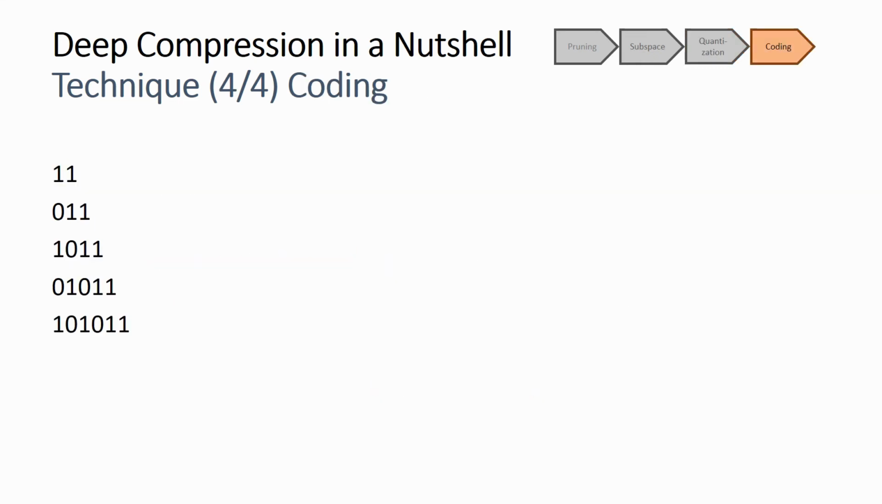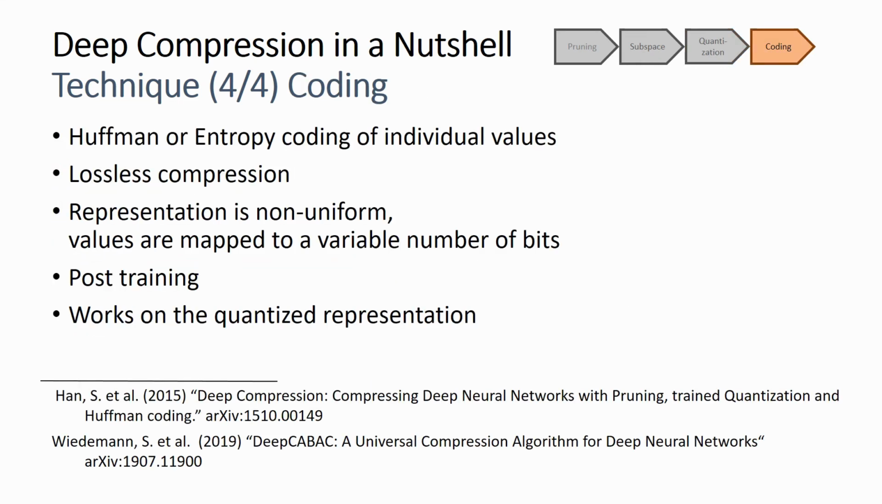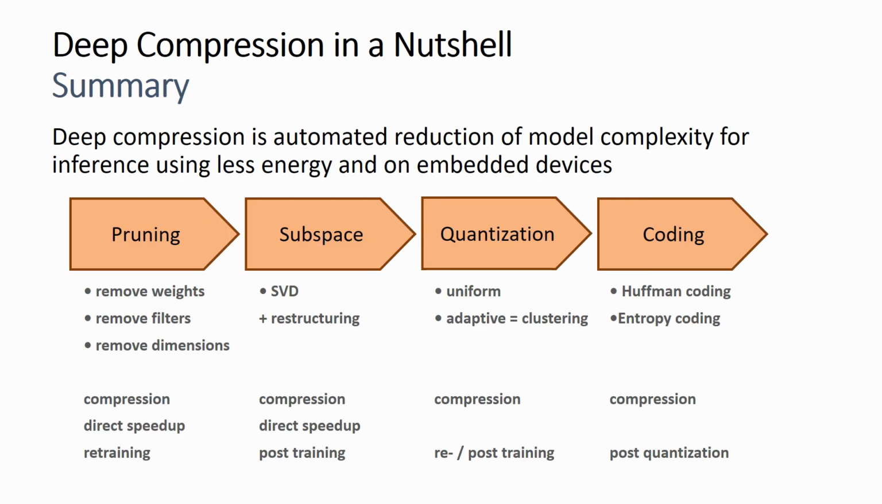Last technique is coding. One applies Huffman or entropy coding to the individual values. This is a lossless compression step. The output representation is non-uniform, meaning that values are mapped to a variable number of bits. It is done post-training and works directly on the quantized representation of the network.